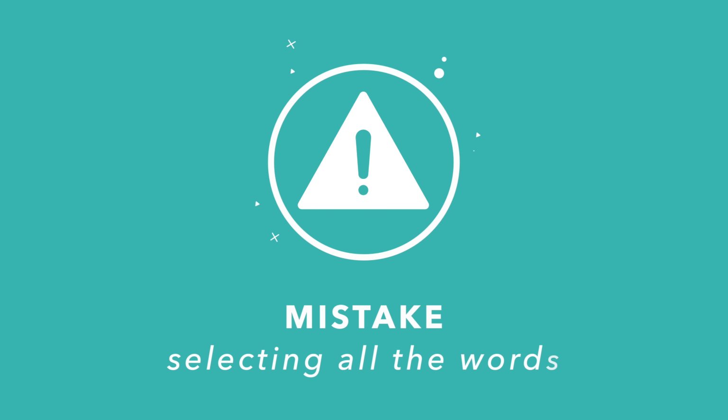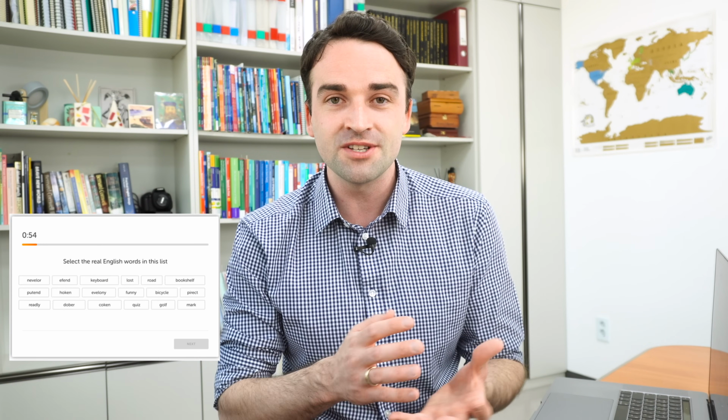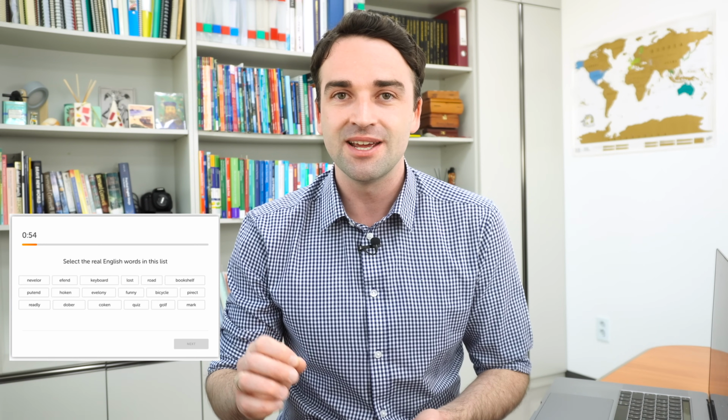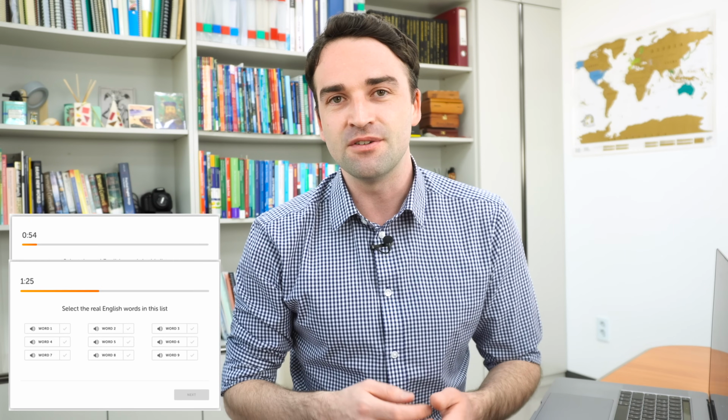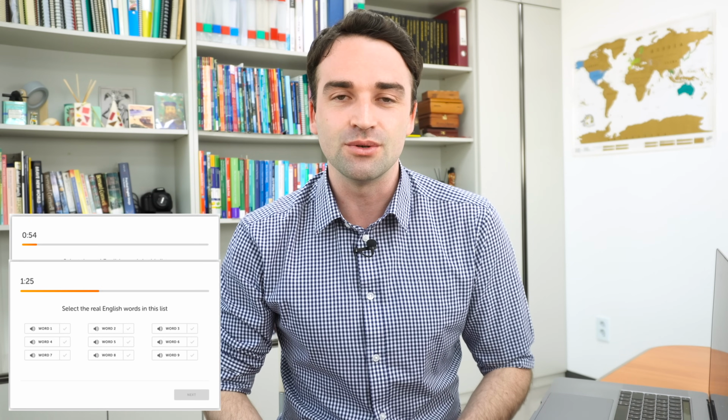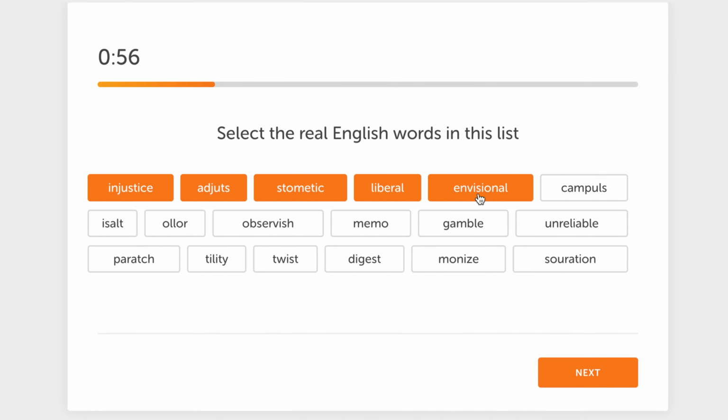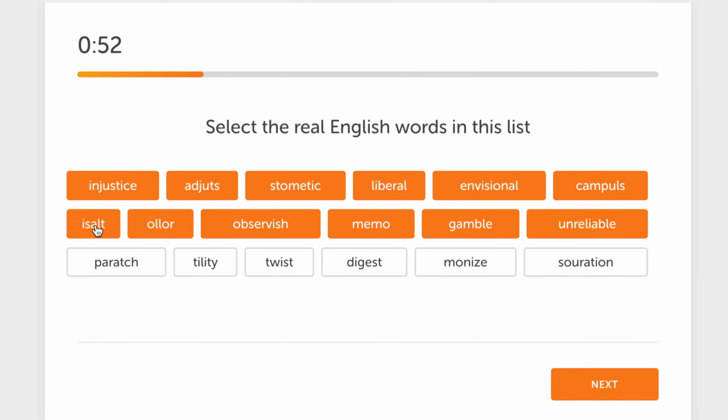Don't select all the words. So this is a question I get asked surprisingly often, and it is about choosing all of the words on the vocabulary question types. Just in case you don't know, there are 2 vocab question types on the Duolingo test. One is read all of these words and choose the real English ones, and the other is very similar. Instead, you have to listen to a bunch of words and choose the real ones. But some students, they ask me, can I just choose all of the words? That way I'm bound to select all of the real ones.